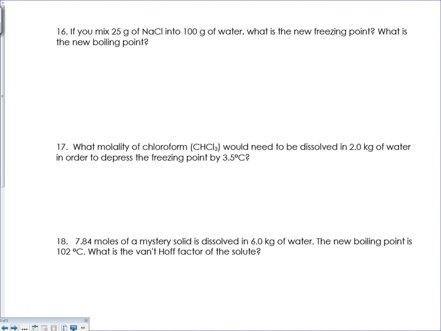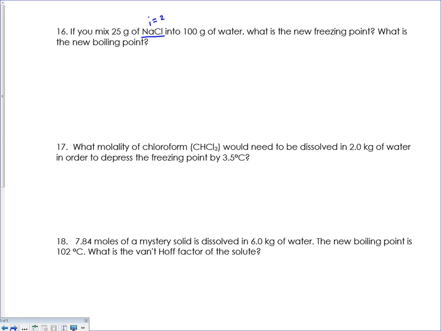Question number 16. If you mix 25 grams of NaCl into 100 grams of water, what's the new freezing point? What's the new boiling point? This is a freezing point depression, boiling point elevation type problem. You get the constants on the test. Something you need to know is how to calculate the Van't Hoff factor, so make sure that you're good at that. NaCl has a Van't Hoff factor i equal to 2.